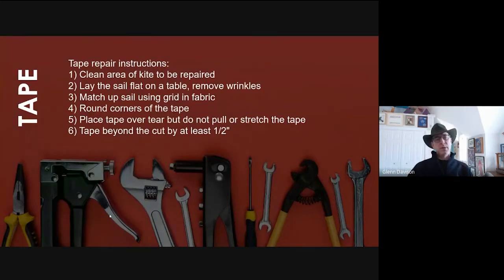Putting on tape, well, you definitely want to clean the area that you're going to repair. Lay the sail flat on the table, remove all the wrinkles so that the tear hopefully lines up, and then match the grid. So you make sure that it's sort of right in line. Round the corners of the tape before you apply it. Place the tape over the tear, and try to have the tape go beyond the tear by about ½ inch. And when you're putting down the tape, be sure that you don't stretch or pull the tape so that it wrinkles the kite again.